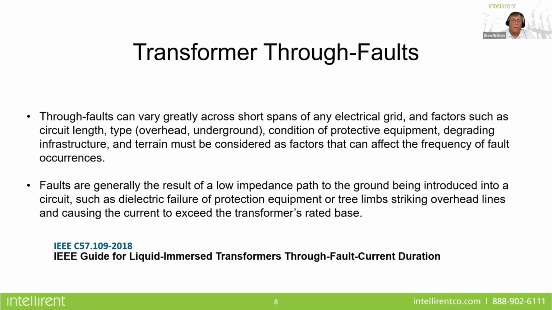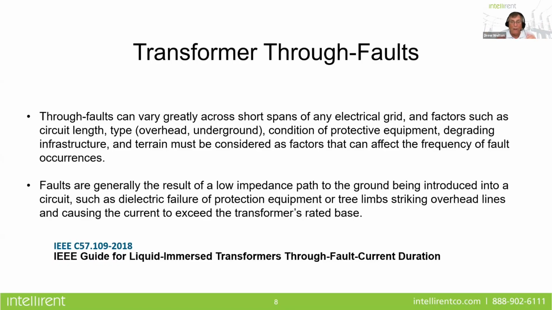Through faults can really vary greatly across short spans of any electrical grid. This could be in a GSU. This could be on an EHV or high voltage transformer. It could also be happening in distribution. And in distribution, we know that if you see a large number of through faults, it could indicate that you've got tree limbs that are striking overhead lines.